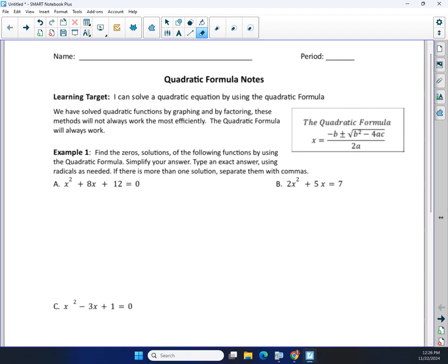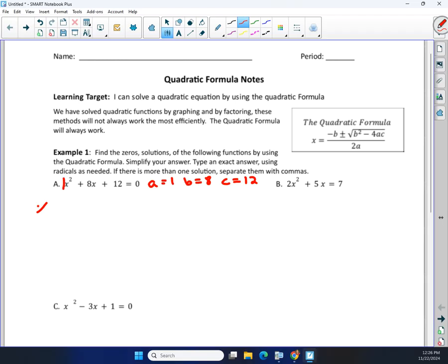Factoring and graphing are ways to solve quadratics, but they won't always work. The quadratic formula will always work. The first thing you have to do is figure out what A, B, and C are. A is the number in front of the x squared, B is the number in front of the x, C is the constant.